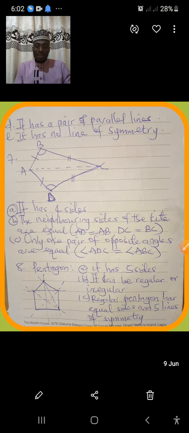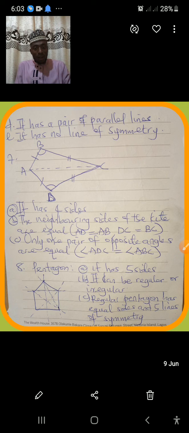So that is number 7. Number 7 is the kite. Kite is the 7th one. A kite has 4 sides. The neighboring sides of the kite are equal. What do you mean by neighboring sides? You see that neighboring AB and AD are beside each other. They are of the same length. So they are equal. BC and CD are also the same thing. They are also of the same length.